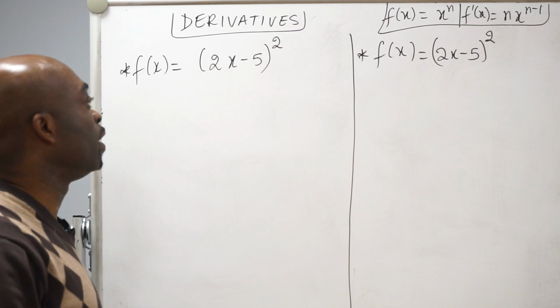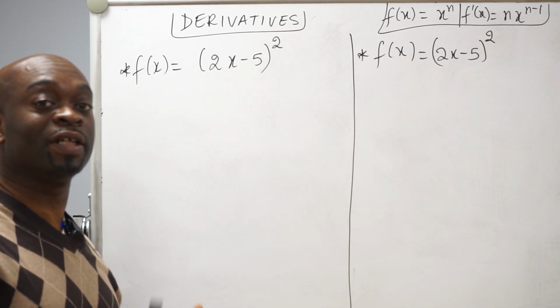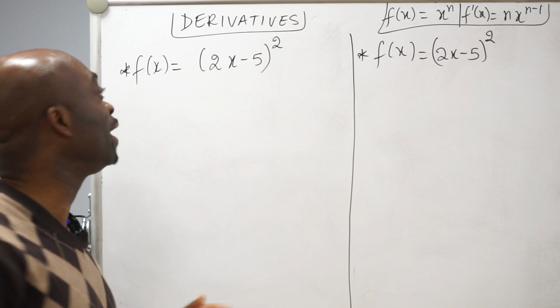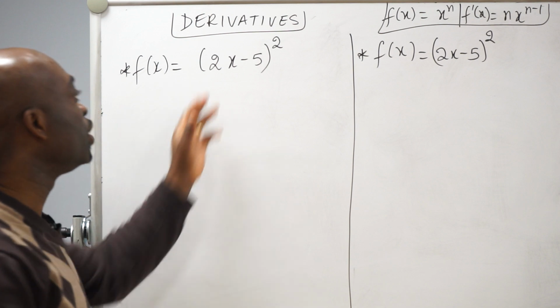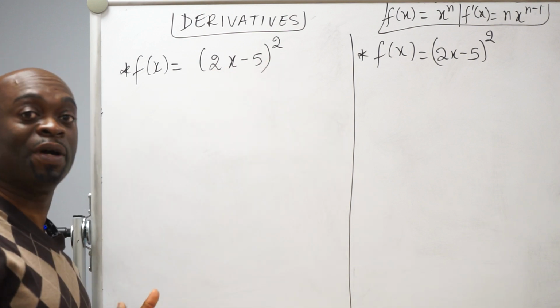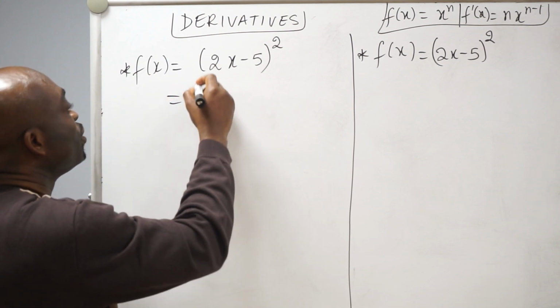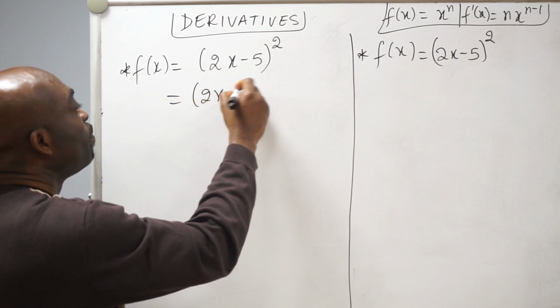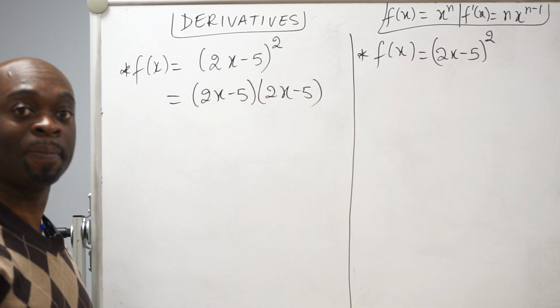Guys, we have a function here that we put twice because we're going to solve for it in two different methods. So we have the function f(x), which is equal to (2x minus 5) to the second power. One way of doing this problem is to expand it first. To expand it means you're doing (2x minus 5) times (2x minus 5).